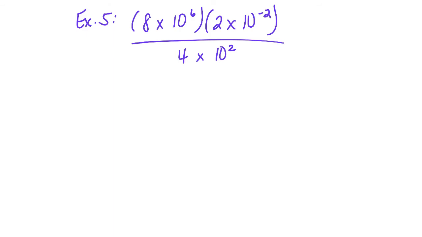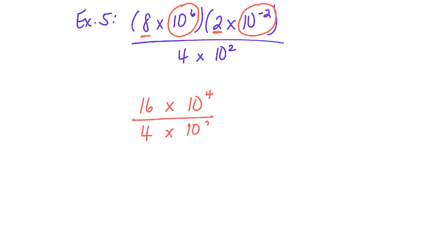So what I'm going to do here is multiply the numbers. Well, I know 8 times 2 is 16. And remember, when I multiply the tens, I add the exponents. So 6 plus a -2 is 4. And then I'm going to have 4 times 10 to the 2nd. So now I'm going to go the other way. 16 divided by 4 is 4. And 10 to the 4th, 10 to the 2nd, we're going to put that on top. All of these we're actually going to have to put on top as 10 to the 2nd power.